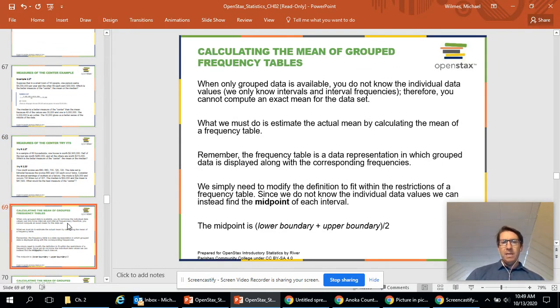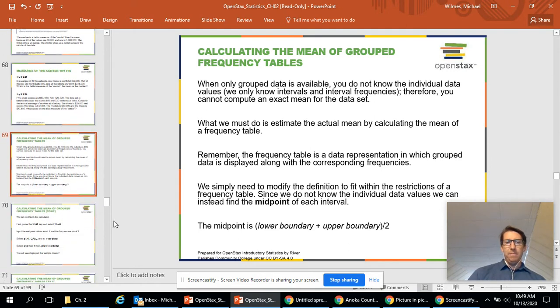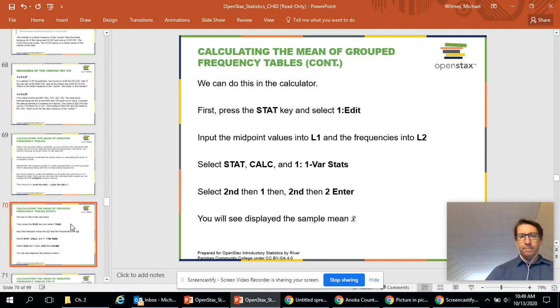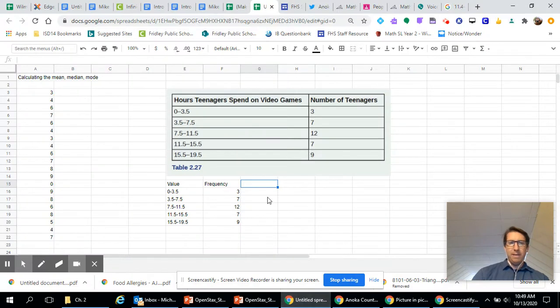Okay. And then group data, we'll get to that in just a little bit. I'll talk about this midpoint on our example. And there we go. So we're going to look at this example on our Google Sheet. So that's where I will head now.